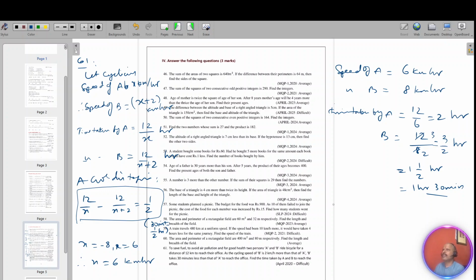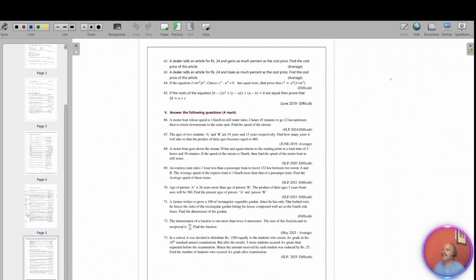I think we have a few more. Okay, 62. Let's see, 62. It is based on the formula like profit, loss, gain, and all. Let's see, a simple one only.